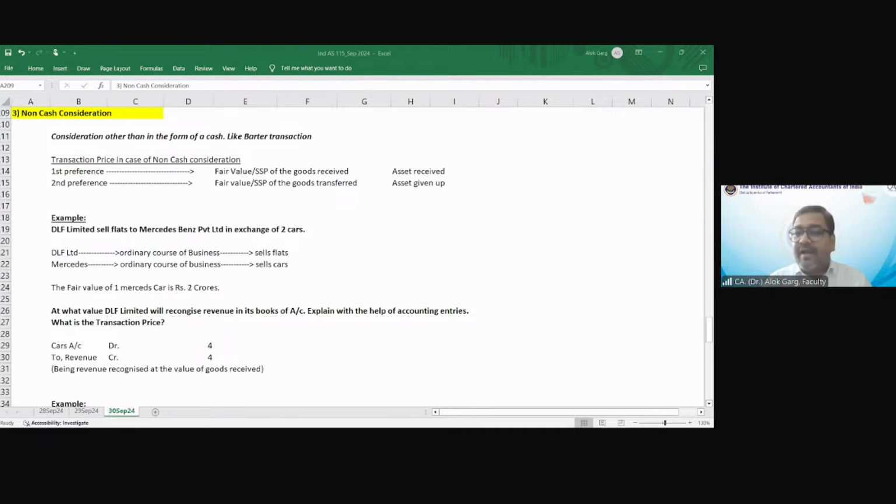So the first priority is the fair value of goods and services received. The second priority is the fair value of goods and services delivered.